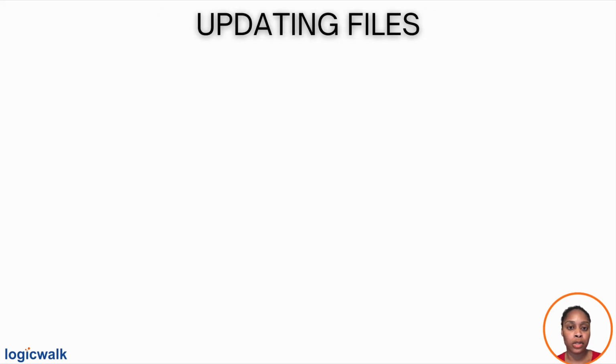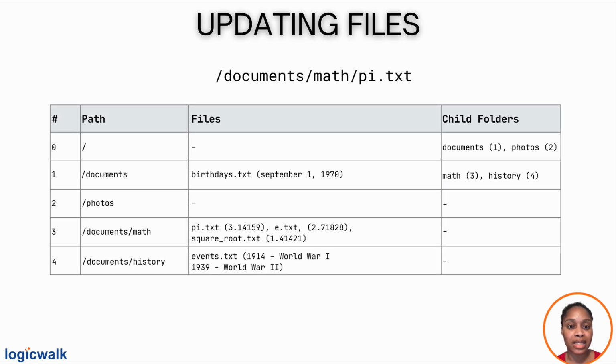The Logicwalk OS can also update the contents of an existing file. Suppose we want to update this file so that it now contains a more precise value. After locating the math folder, the Logicwalk OS looks up the PyText file in the folder's files map. Instead of creating a new entry, the OS replaces the value associated with the existing key. The file name remains the same, but the file's contents are updated.